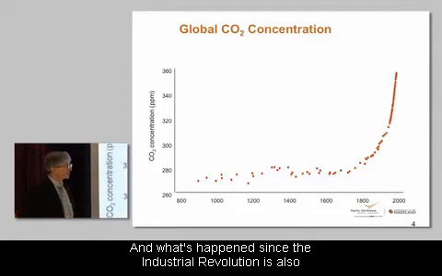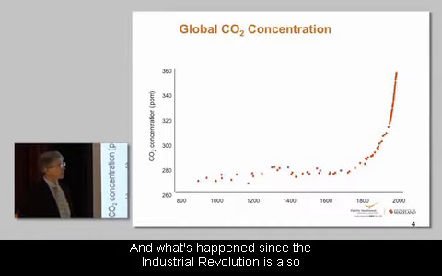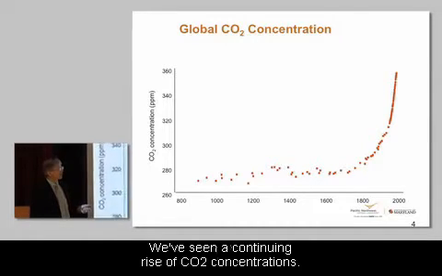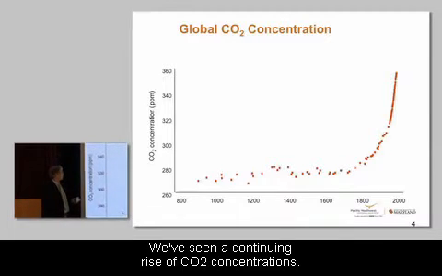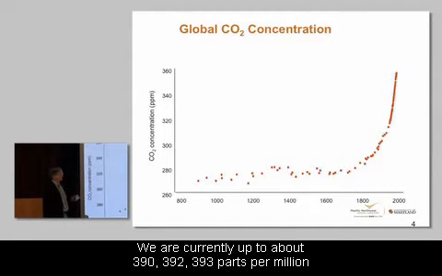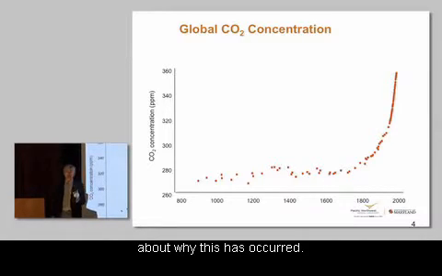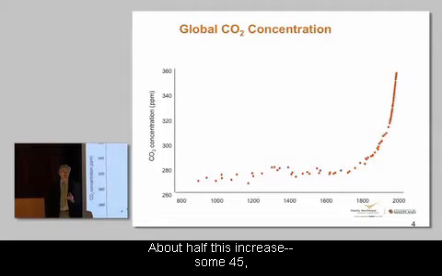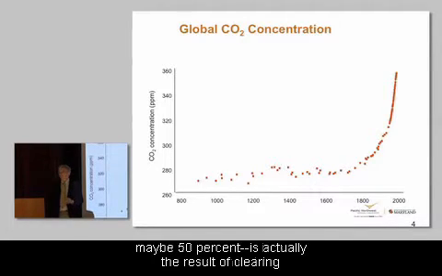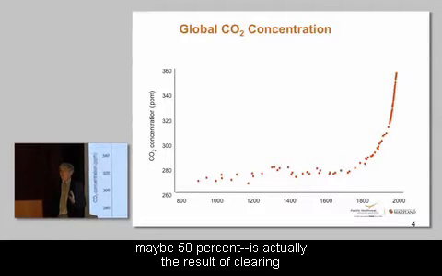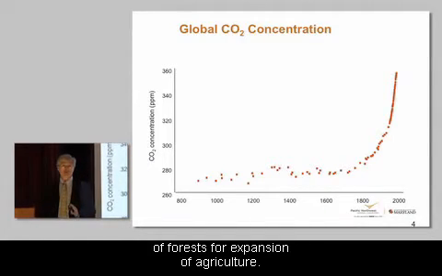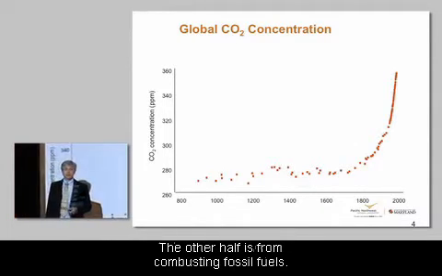And what's happened since the Industrial Revolution is also really very clear. We've seen a continuing rise of CO2 concentrations. We are currently up to about 390, 392, 393 parts per million. And there is essentially no scientific uncertainty about why this has occurred. About half this increase, some 45, maybe 50%, is actually the result of clearing of forests for expansion of agriculture. The other half is from combusting fossil fuels.